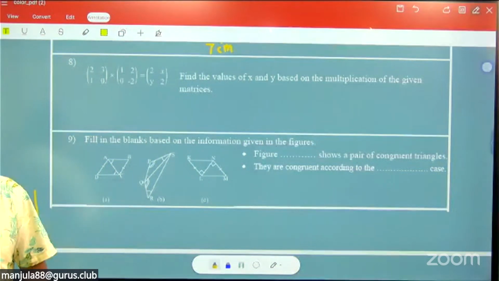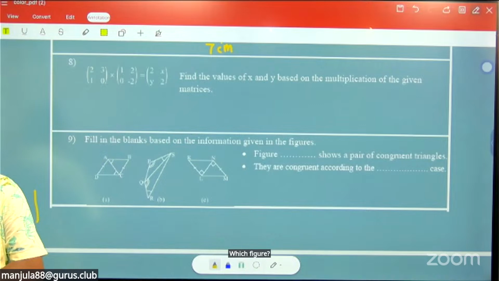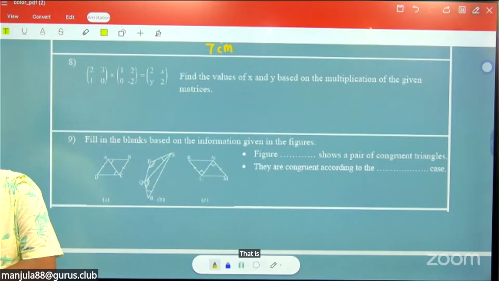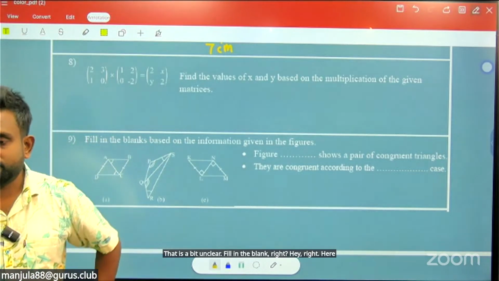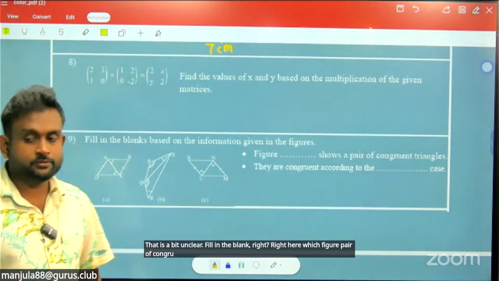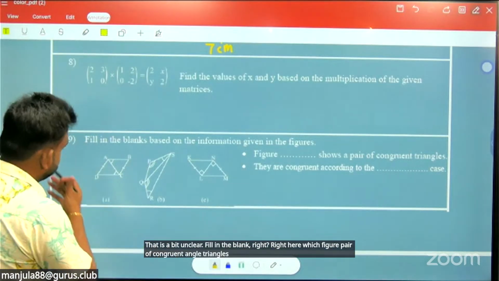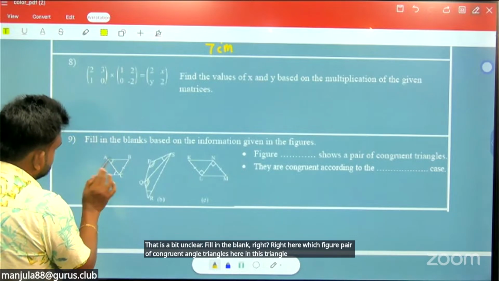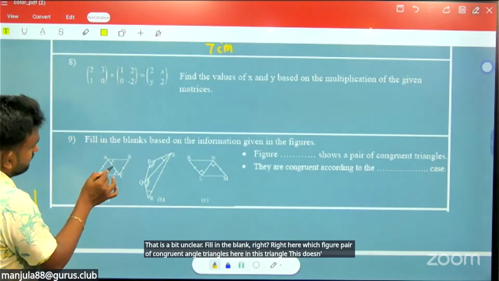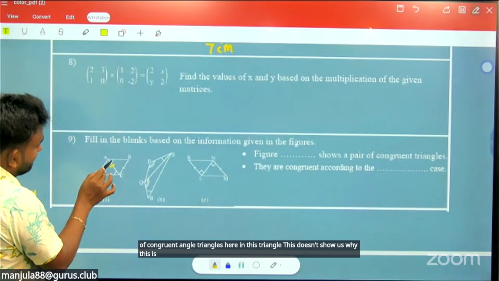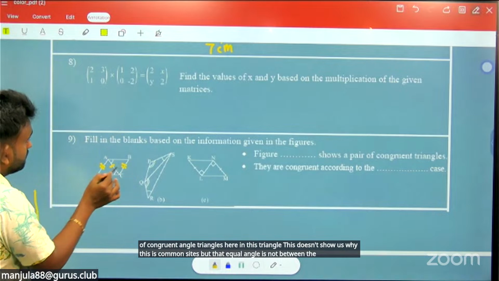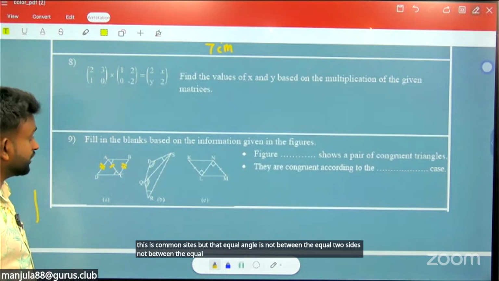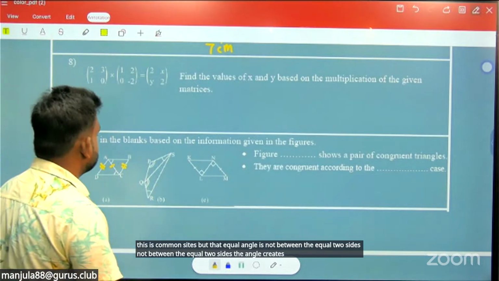Which figure? That is a bit unclear. Fill in the blank. Here, which figure? Pair of congruent triangles. Here in this triangle, this shows common sides, but that equal angle is not between the equal two sides. Not between the equal two sides, the angle creates. So that I can reject.